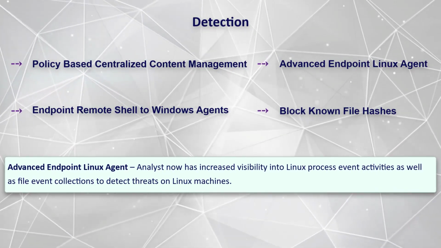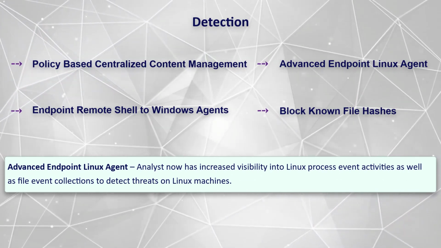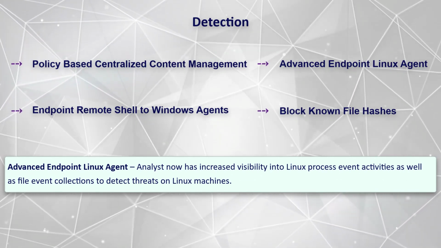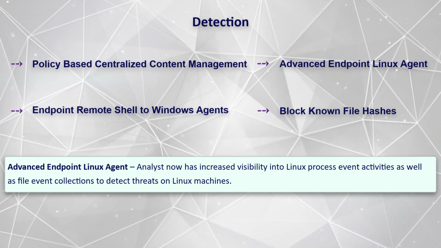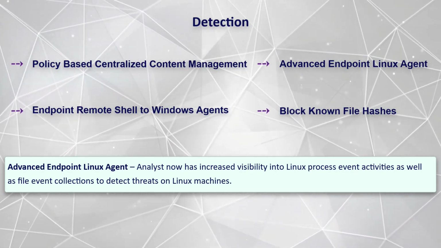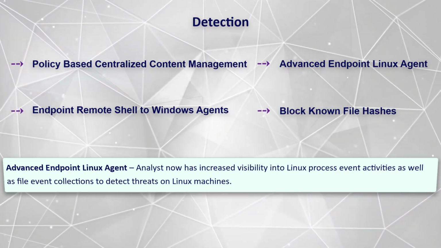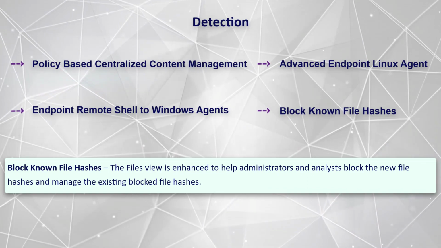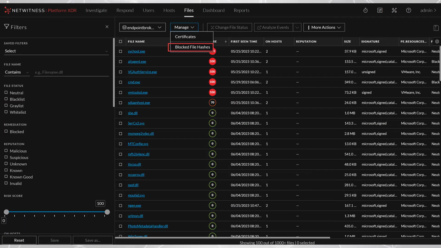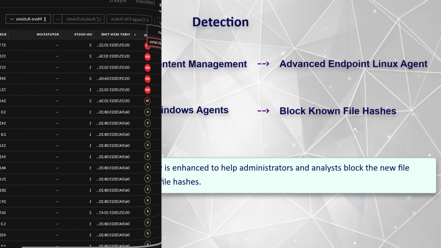Advanced Endpoint Linux Agent. Analyst now has increased visibility into Linux process event activities, as well as file event collections to detect threats on Linux machines. Block known file hashes. The files view is enhanced to help administrators and analysts block the new file hashes and manage the existing blocked file hashes.